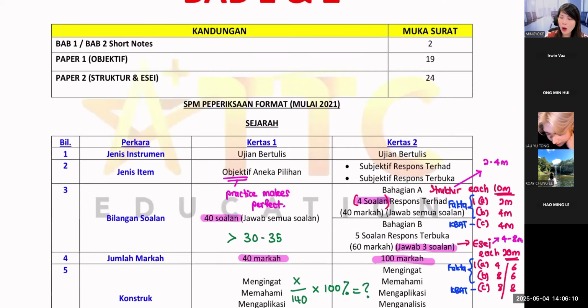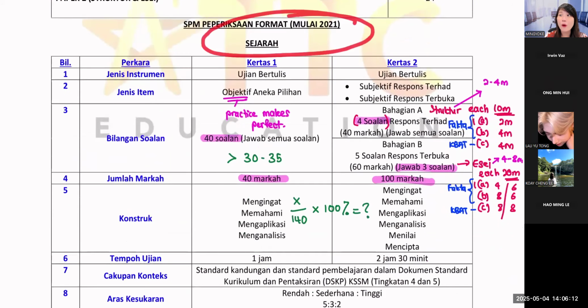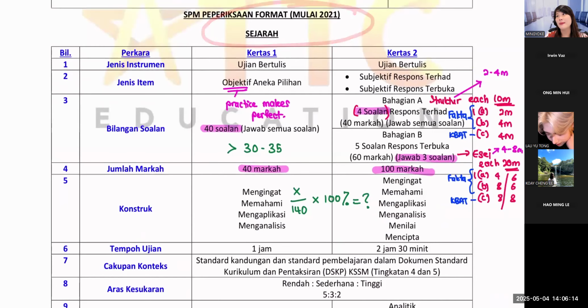So, guys, look. First of all, we need to know the exam format. Exam format is very simple. You are divided into kertas 1 and kertas 2. Kertas 1 is objective questions. Practice makes perfect. You just need to go through the objective questions.